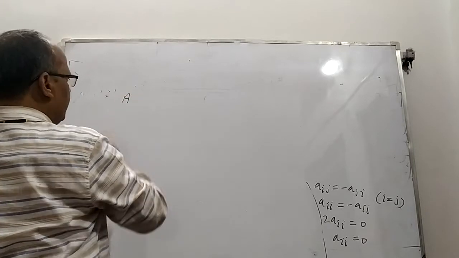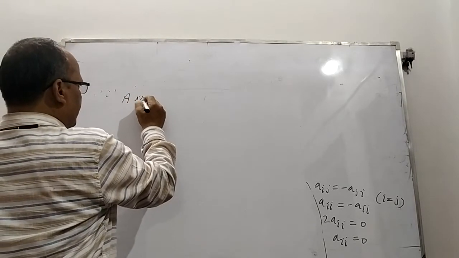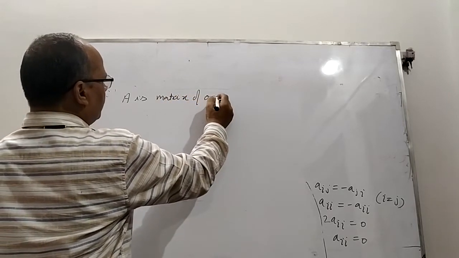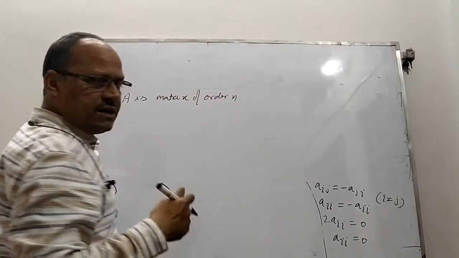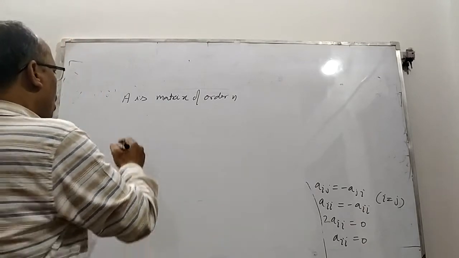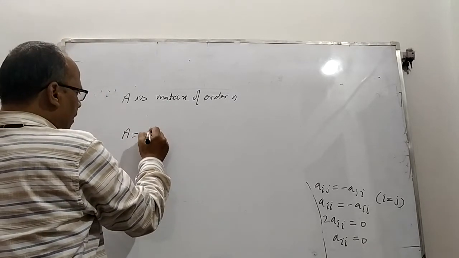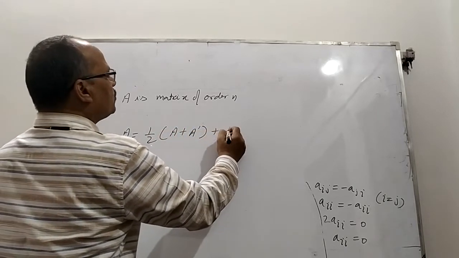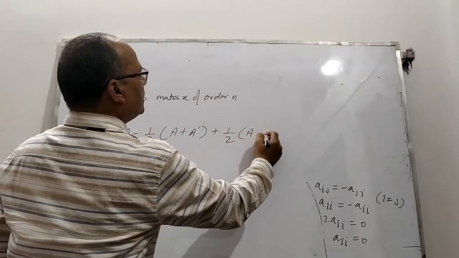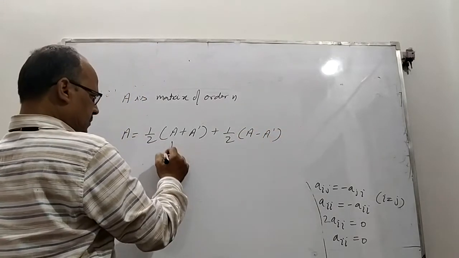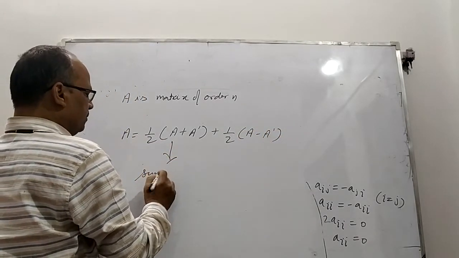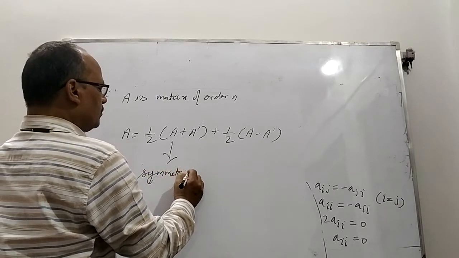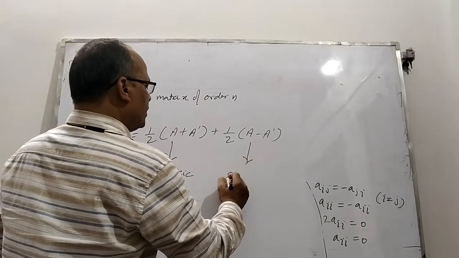A matrix is given. A is a matrix of order n, meaning a square matrix. How can you decompose it? You can write A as 1 by 2 (A plus transpose of A) plus 1 by 2 (A minus transpose of A). The first is the symmetric matrix, and the second will be the skew-symmetric matrix.